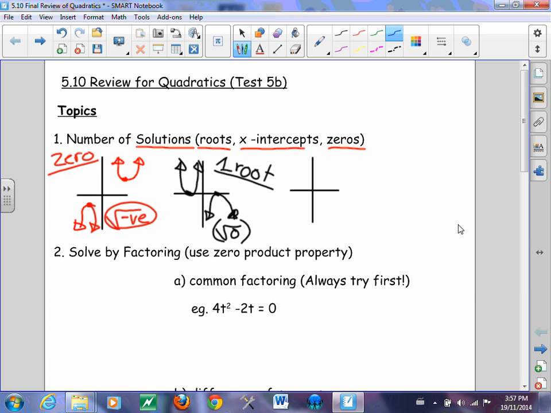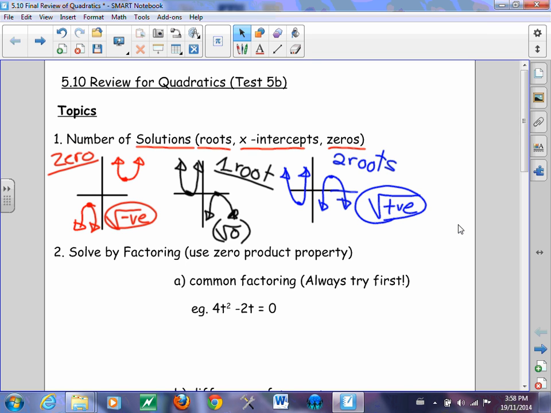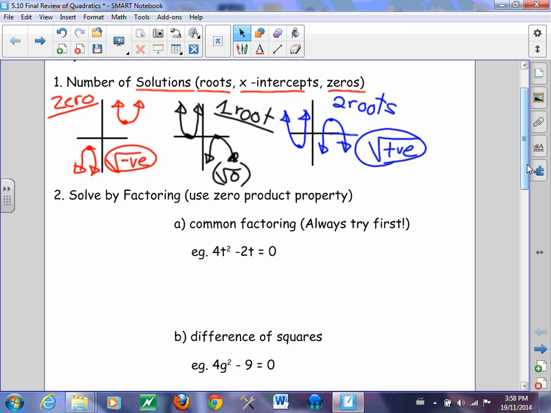And the last one is you could have 2 roots or 2 answers. The way that looks is if you have a parabola that opens down with the vertex above, or it's below and it opens up. And when you do that, folks, you're going to have a positive value under the square root. So as long as that's positive, not 0 or negative, it will give you 2 answers.